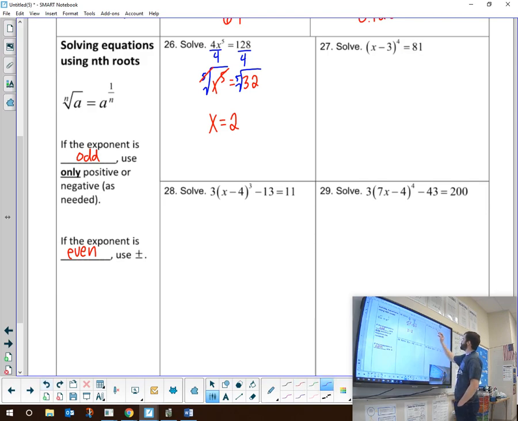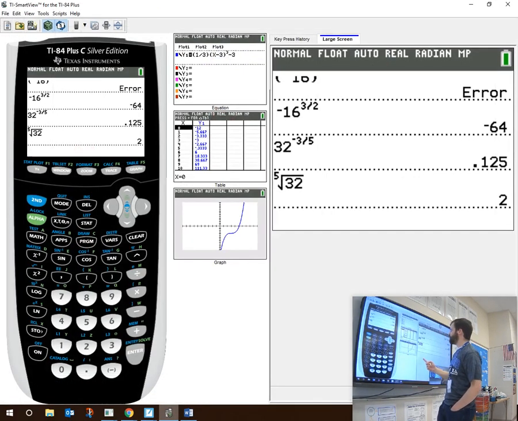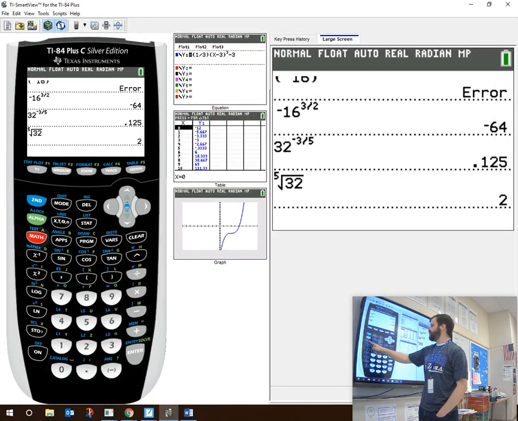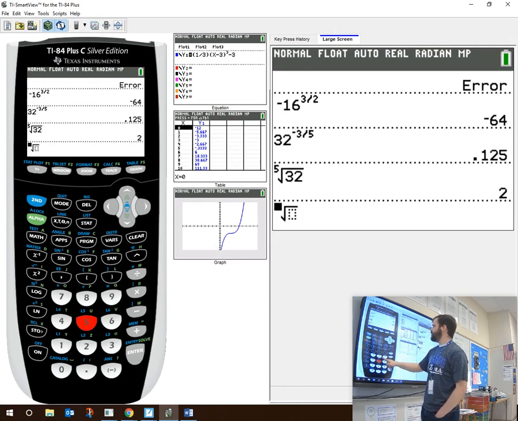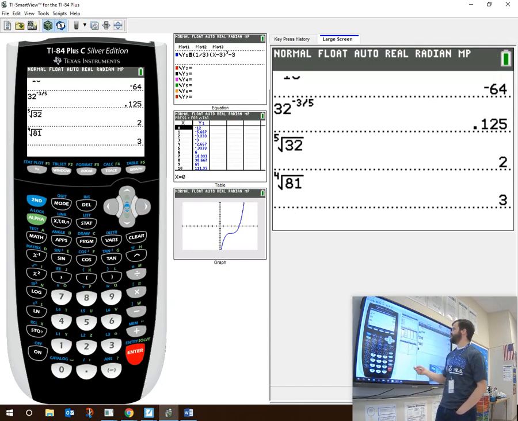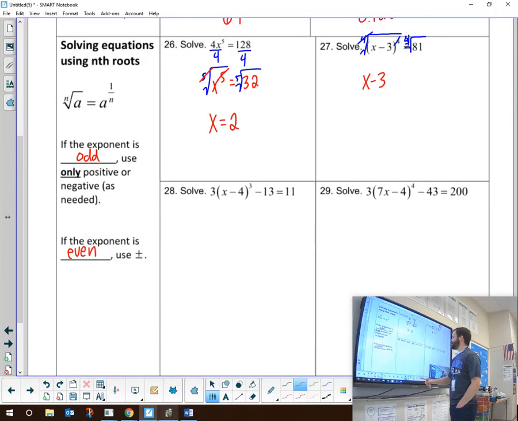So let's go ahead, let's clear this out. We're going to take the fourth root, not the third root, the fourth root of both sides. This fourth root and this to the power of 4 cancel, so I'm just going to have x minus 3, and then we're going to take the fourth root of 81. So once again, we're going to pull up the calculator, and I'm going to go math 5, plug a 4 in the top, fourth root of 81, hit enter, and it's going to be 3.